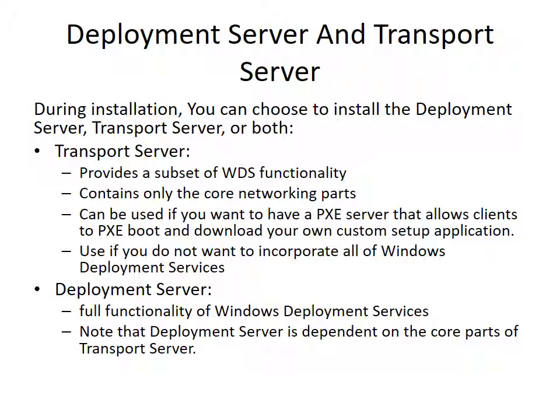So the transport server, this provides a subset of WDS functionality. It contains only the core networking parts needed for WDS to function. It can be used if you want to have a PXE server that allows clients to PXE boot and download your own custom setup application. Use it if you do not want to incorporate all of WDS. Again, there are reasons why you'd want to split it up, but typically you'll have these both configured when you set up a WDS server.